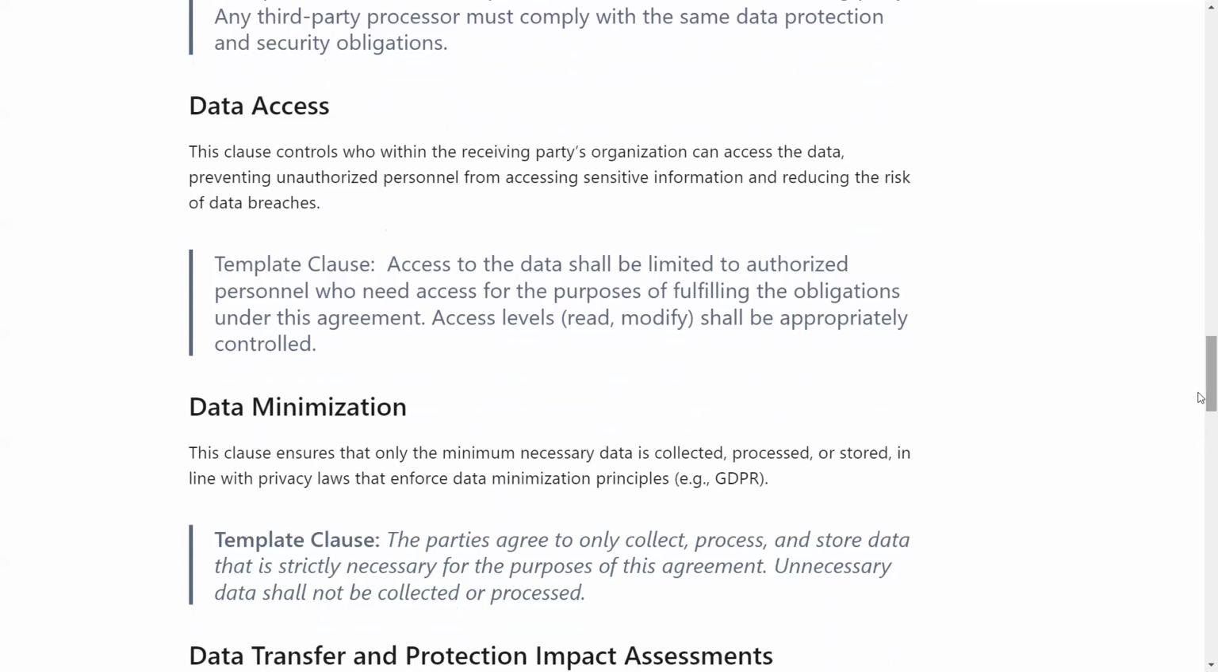This clause controls who within the receiving party's organization can access the data, preventing unauthorized personnel from accessing sensitive information and reducing the risk of data breaches. Template clause. Access to the data shall be limited to authorized personnel who need access for the purposes of fulfilling the obligations under this agreement. Access level, read or modify, shall be appropriately controlled.